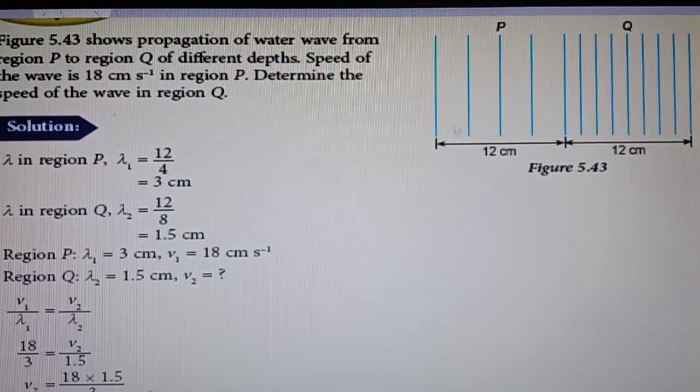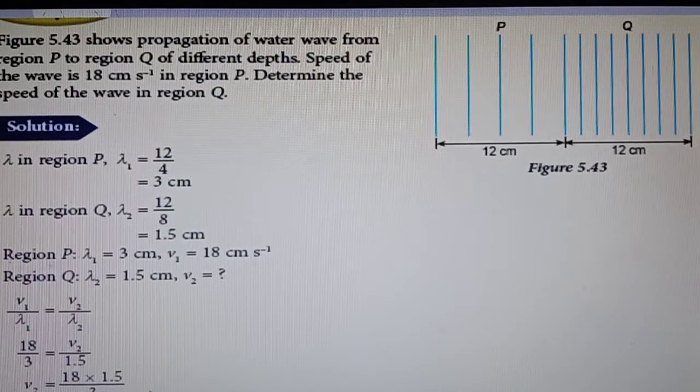So how to find lambda for the deep region? Use the formula: lambda 1 equals 12 divided by 4, so you get 3 cm, because each of these lambda is 3. This one is for deep region P. And then for region Q, we do the same thing. We just count how many lambda: 1, 2, 3, 4, 5, 6, 7, 8. Meaning 8 lambda equals 12, then lambda 2 equals 1.5 centimeters.